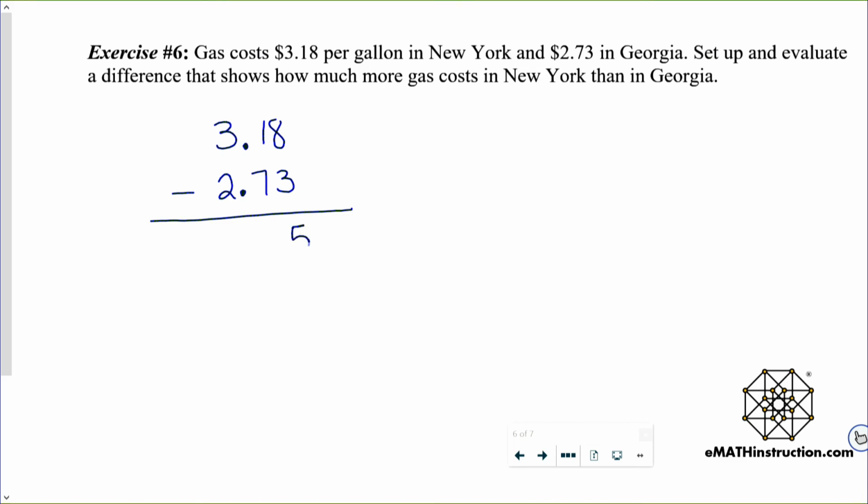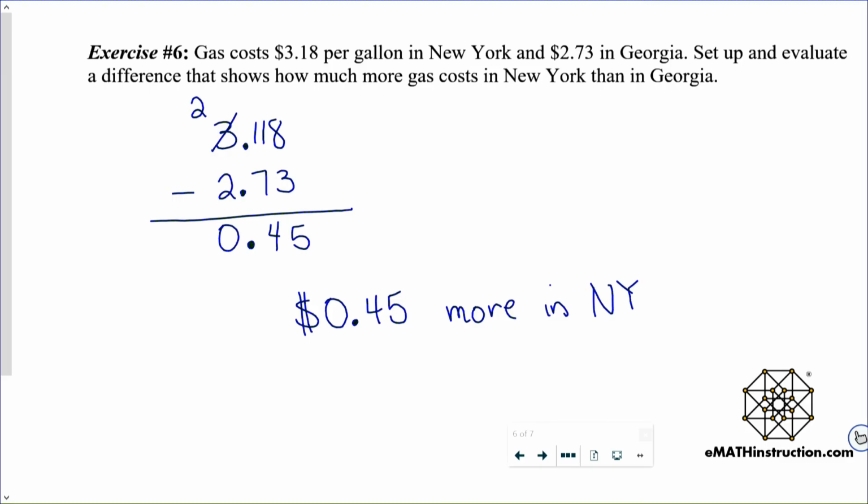8 minus 3 is 5. For the 1 minus 7, I'm going to have to borrow. That's going to go down to 2. That becomes an 11. 11 minus 7 is 4. My decimal point, 2 minus 2 is 0. And this is great because I can now say that gas costs 0.45 or 45 cents more in New York.